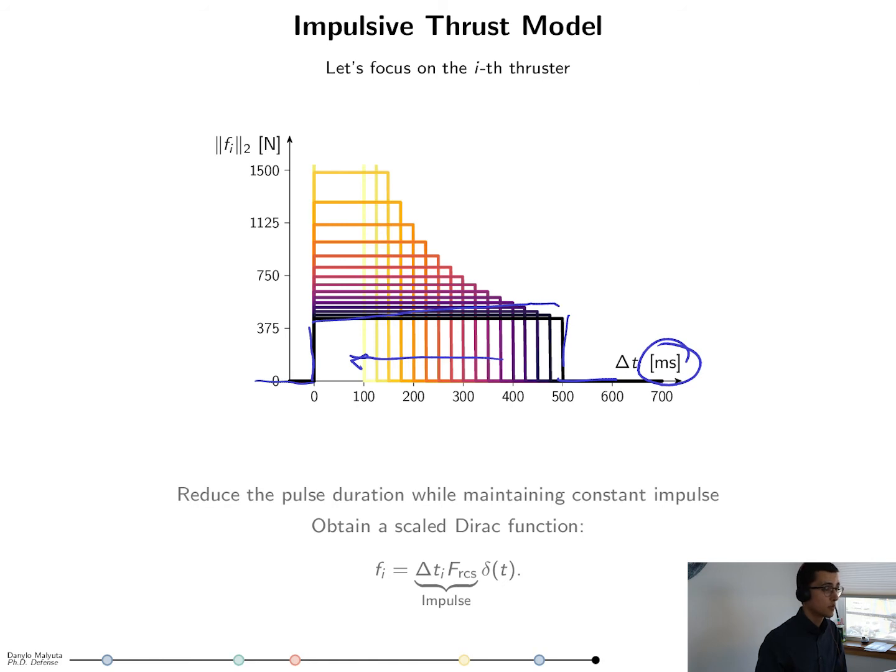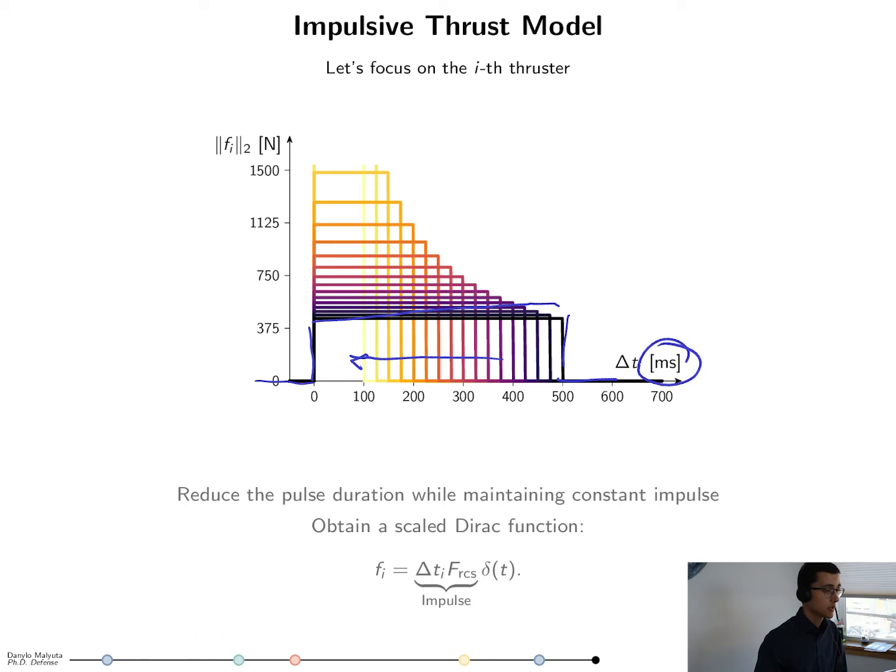The model that we will use for these reaction control thrusters is as follows. In reality, they fire with fixed thrust for a certain time duration that you tell them. So this gives a rectangular pulse signal.